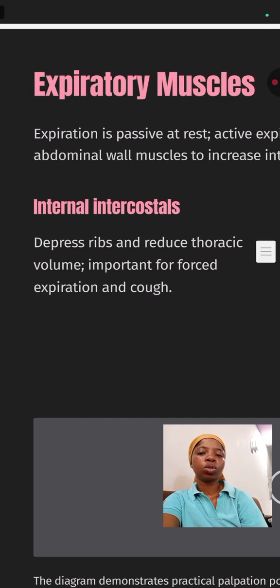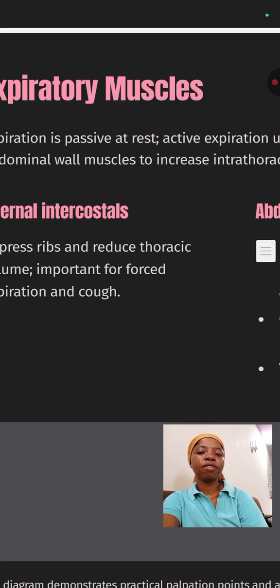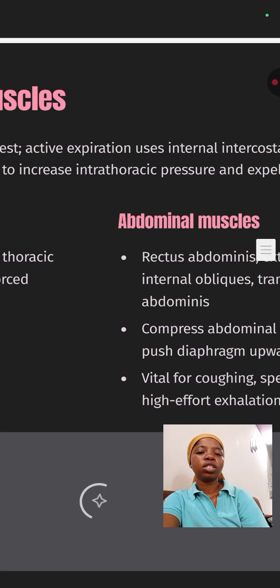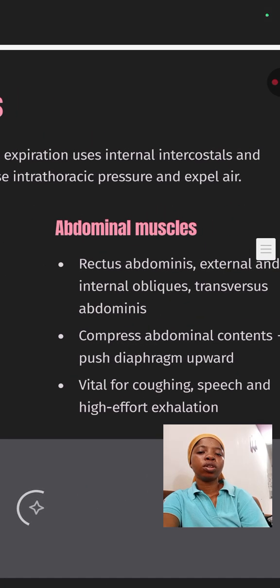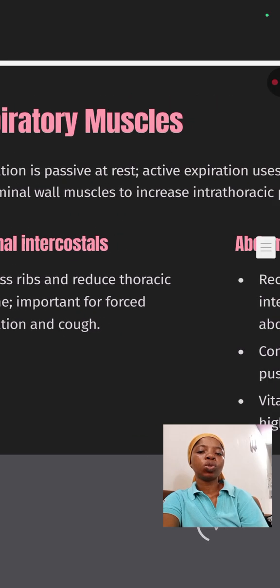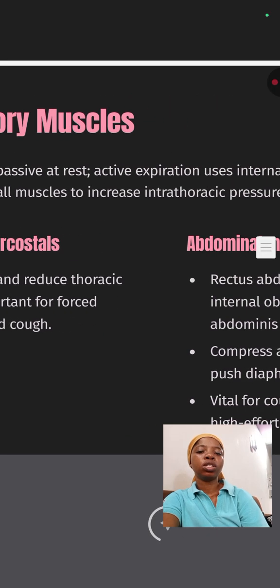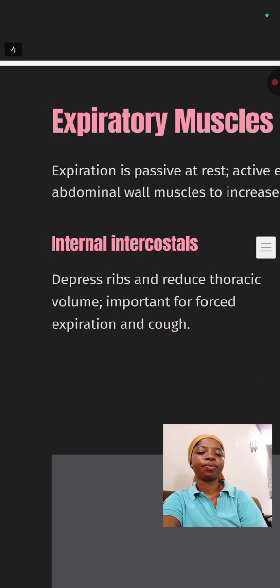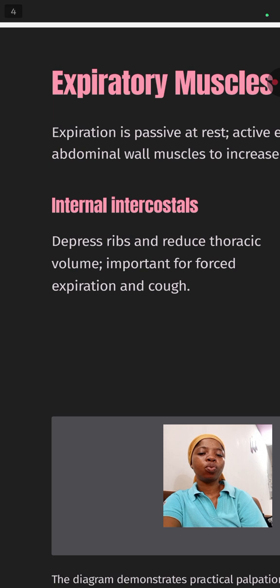Expiratory muscles. Expiration is passive at rest. Active expiration uses the internal intercostals and then the abdominal wall muscles to increase intrathoracic pressure and expel air. Internal intercostals depress the ribs and reduce thoracic volume, important for forced expiration and cough.